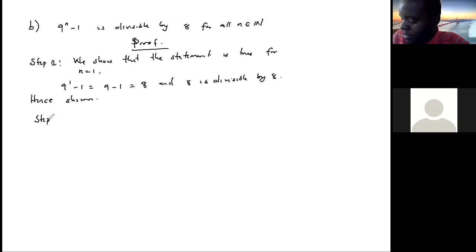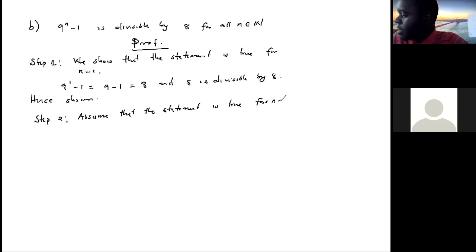So step 1 is very easy. Step 2, you just assume that the statement is true for n is equal to k. What do we mean? We mean 9 to the power k minus 1 is divisible by 8, meaning that it can be something like this. Divisible by 8. So we can go to step 3.